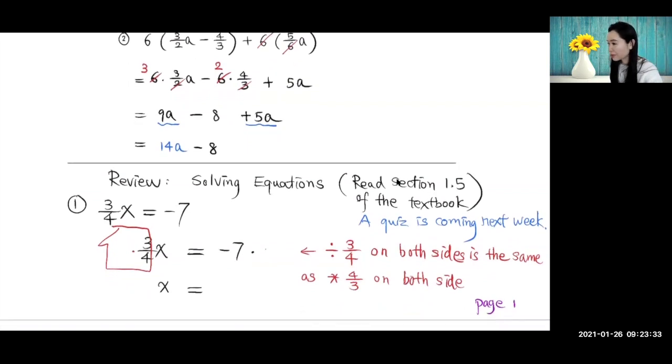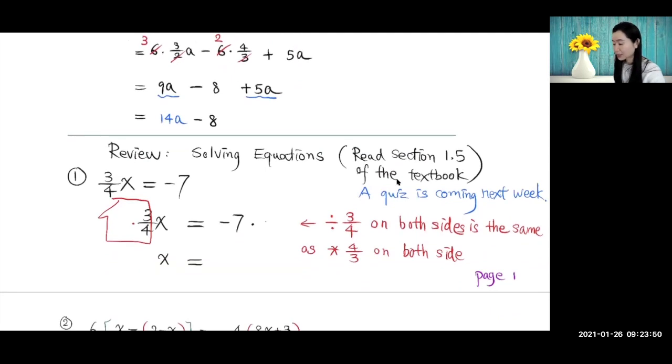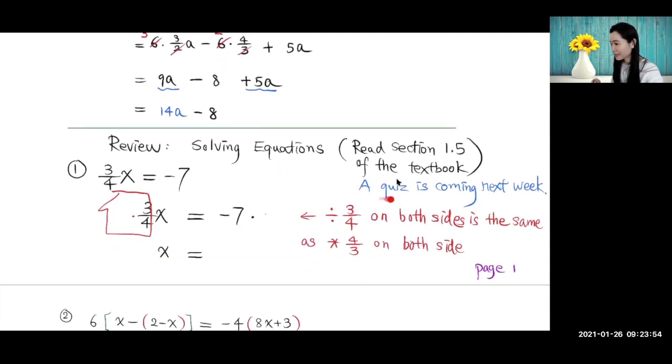All right, any questions? The next one I'm going to review here will be solving equations. Just to give you a heads up, a quiz is coming next week, either in class or on the website.